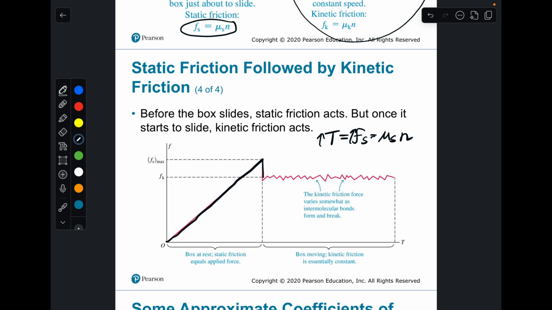And then you're going to start tugging on the box at a smaller value than what you needed to start motion. And that's going to be constant no matter how much tension you apply. The frictional force due to kinetic friction is going to remain constant no matter how much more tension you apply.